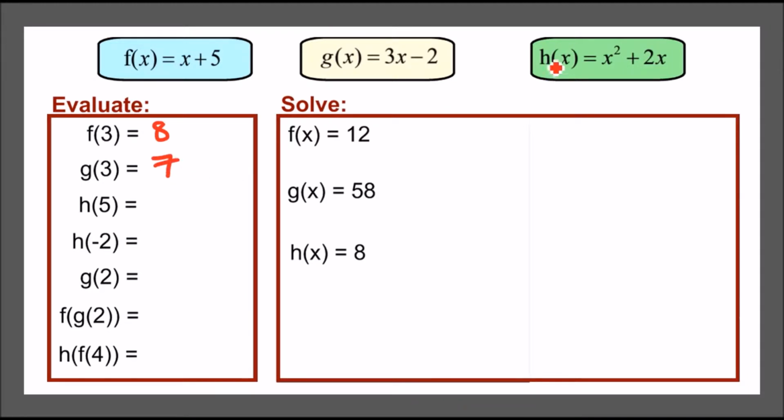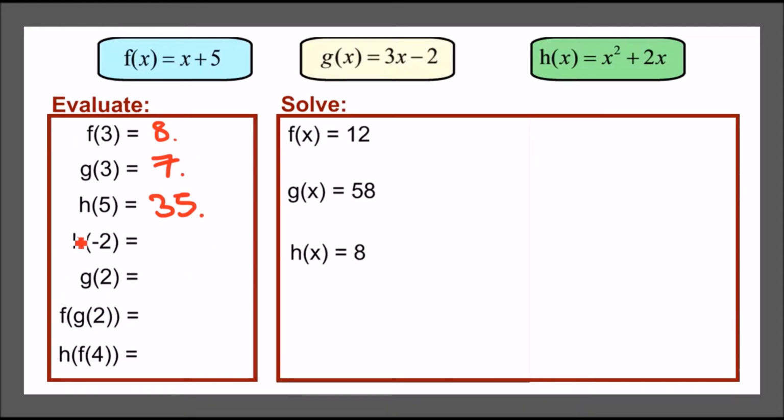h5 would be the same thing for the h function, so x at 5, so it'd be 5 squared, which is 25, plus 2 times 5, so this part is 10. 25 plus 10 is 35. So far so easy, isn't it?